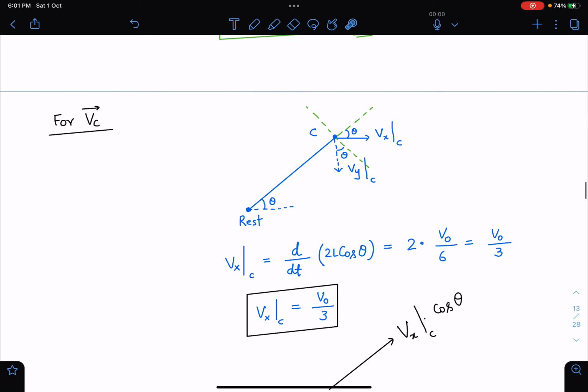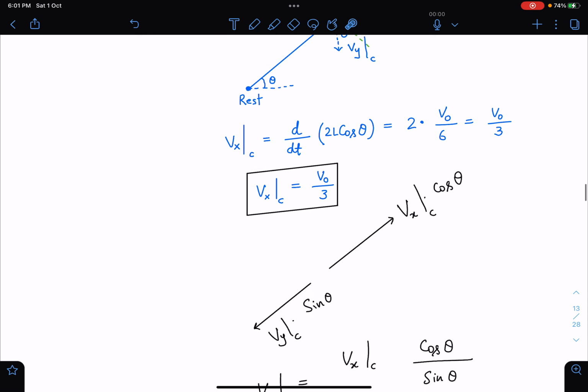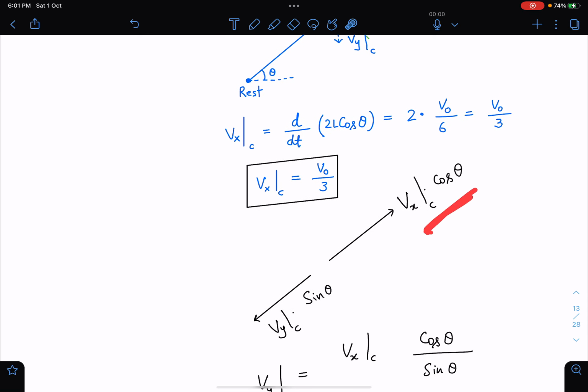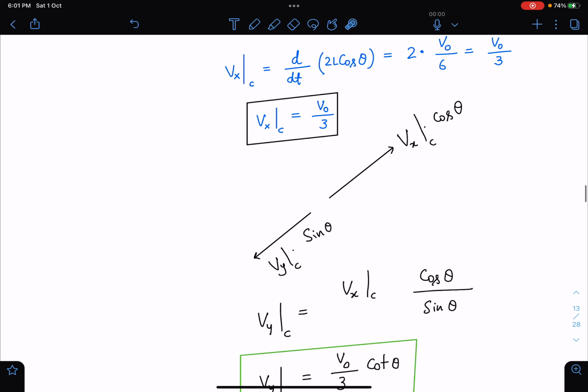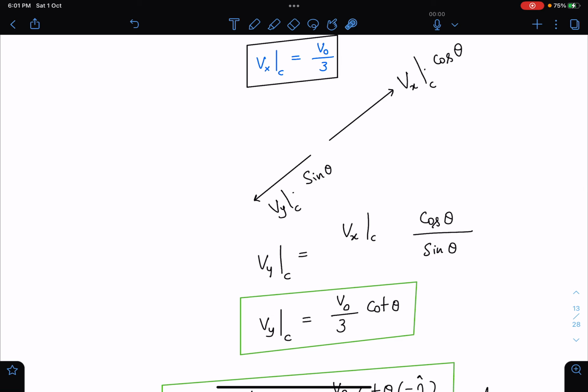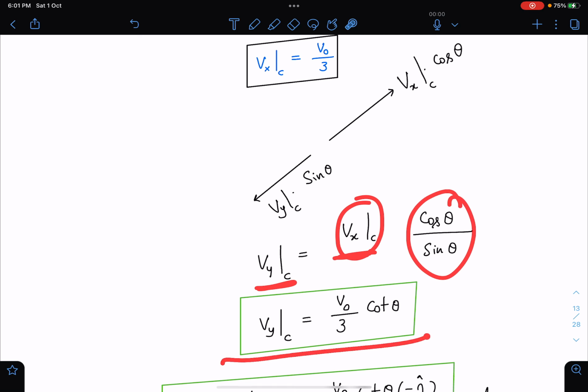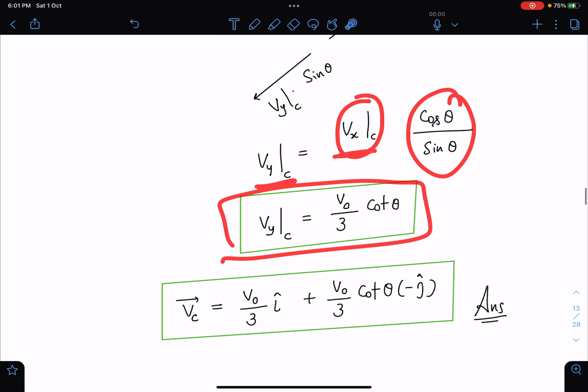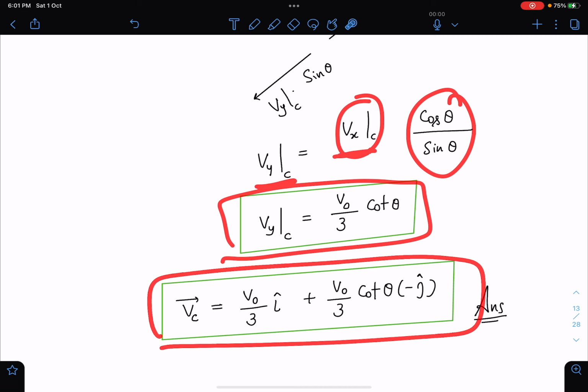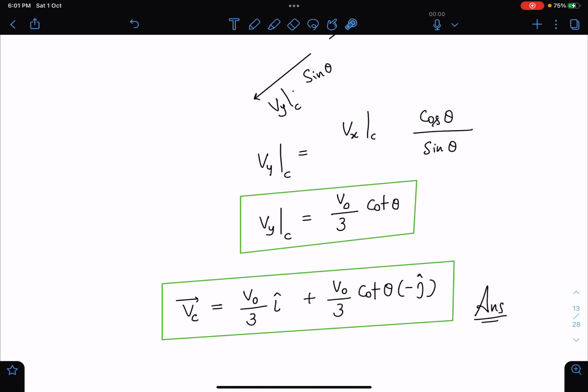Now to calculate Vy, we can just equate this x component and y component velocity along this line. So similar to the previous problem, Vx cos theta is going to be Vy sin theta for point C. So from here we are going to get Vyc is equal to Vx of point C into cot theta. So this we are getting. This is going to be the velocity of point C. This is like a replica of the previous problem.